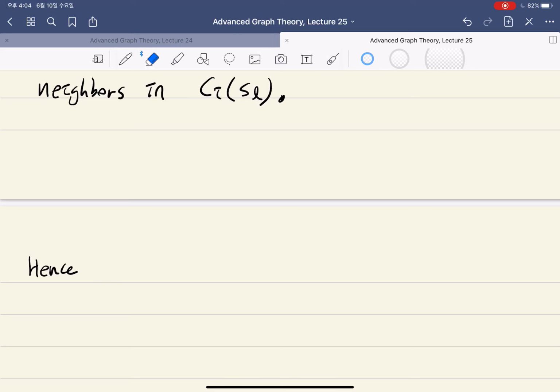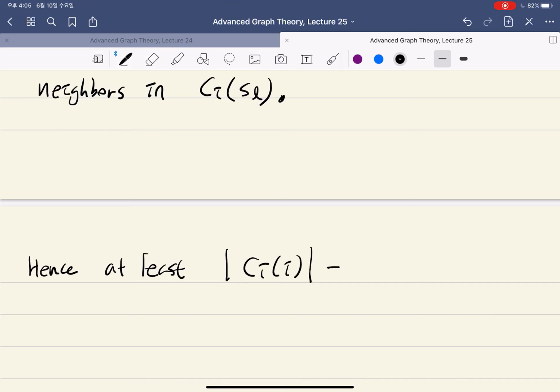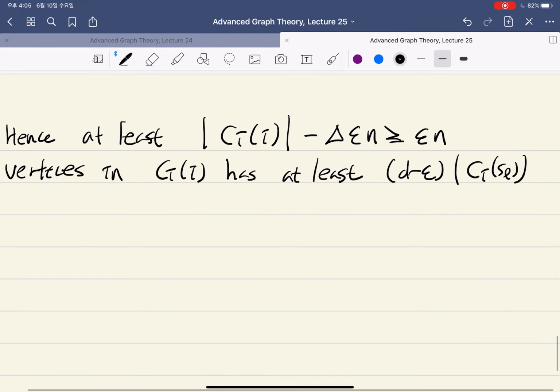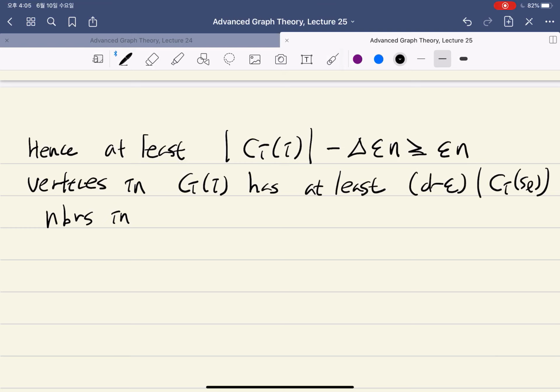Hence the list C sub i minus delta times epsilon n, which is the list of epsilon n vertices. In this, C_i^L has labels in C_i^L for all L between 1 and p.